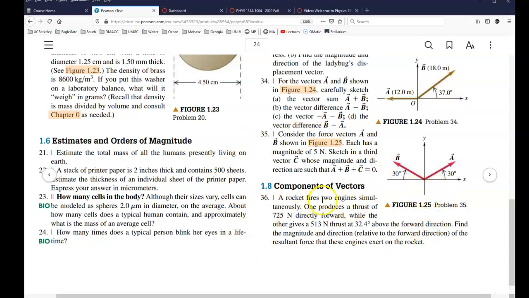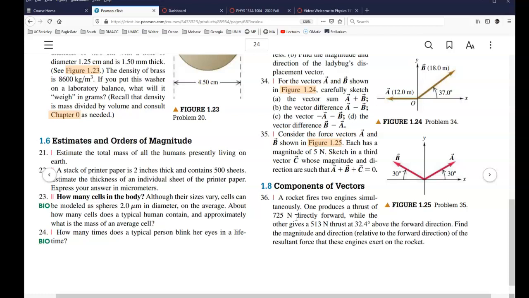It says a rocket fires two engines simultaneously. One produces a thrust of 725 Newton. Newton is a measure of force, just like pound, but it's in the SI system. We're going to study Newton's law later. Anyway, that's just a unit of force. So one produces a thrust force of 725 Newton directly forward, while the other gives a 513 Newton thrust at 32.4 degrees above the forward direction.